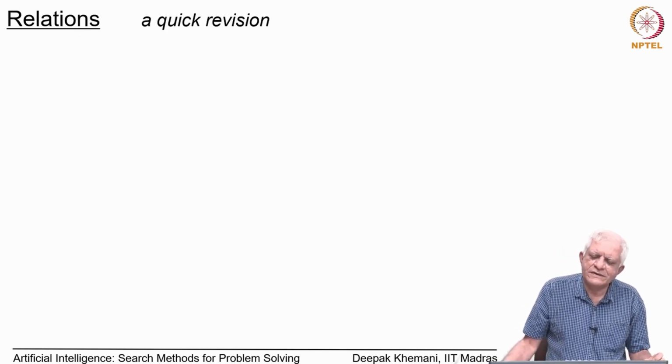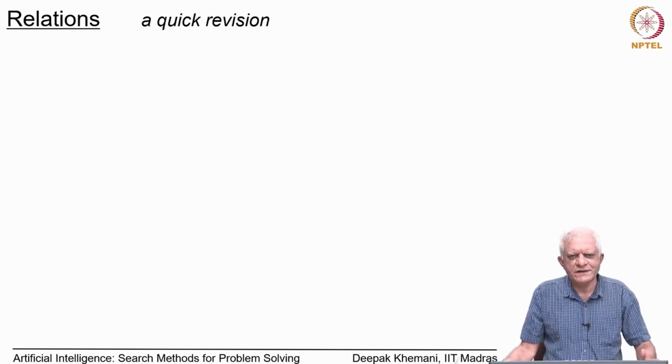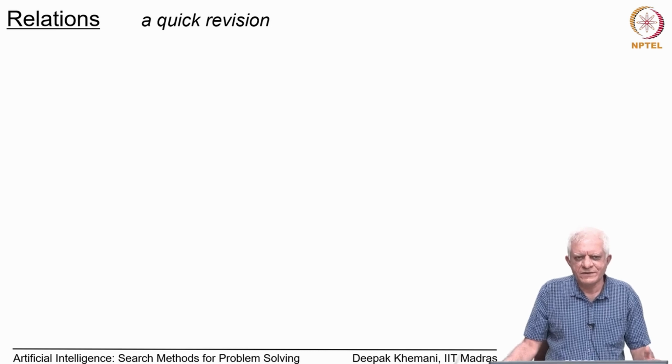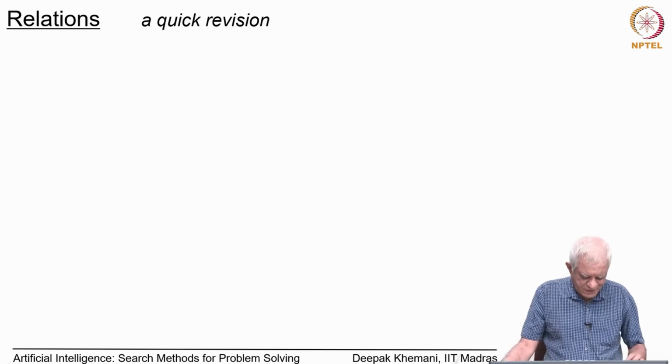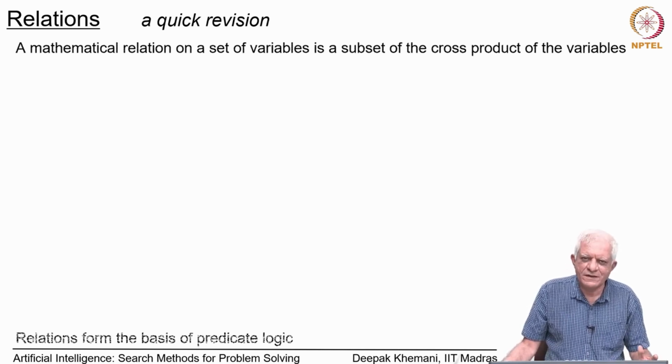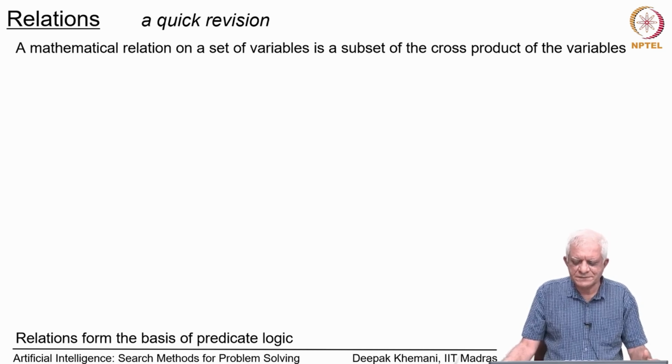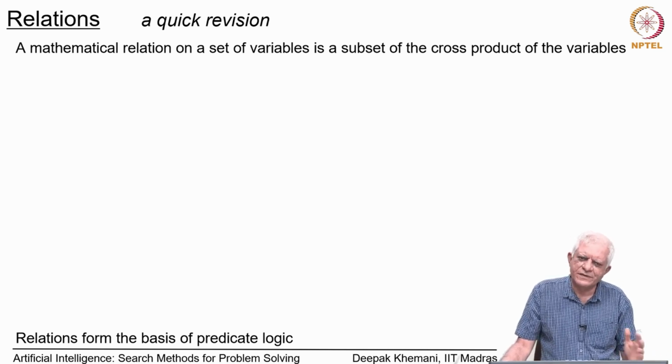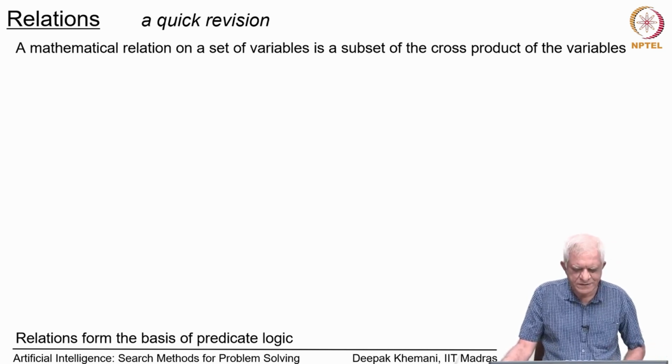Before we move on to constraint satisfaction problems, let us do a very quick revision of relations. Relations are the foundation of discrete maths, and everybody who is exposed to a little bit of computer science would know them. So, this is just a quick revision. A mathematical relation on a set of variables is a subset of the cross product of the variables. It can be on only one variable also, it can be on more than one variable, and we have seen some of those things.